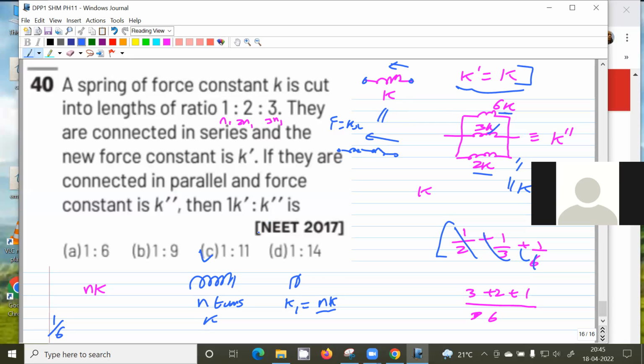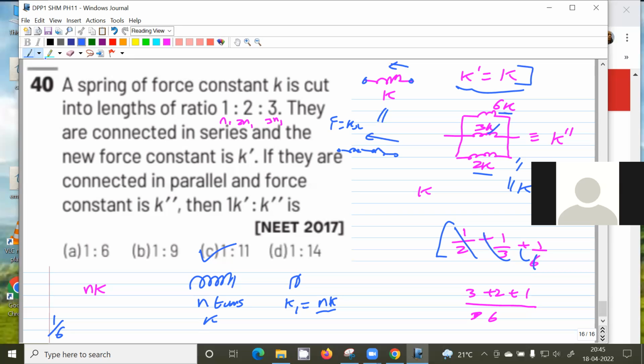Okay, the answer is 1:1. K being more means it's difficult to compress a spring. The spring is tight, because K is force per unit compression or extension. So K more means the spring is stiff. So springs connected in parallel will be stiff compared to series connected springs.